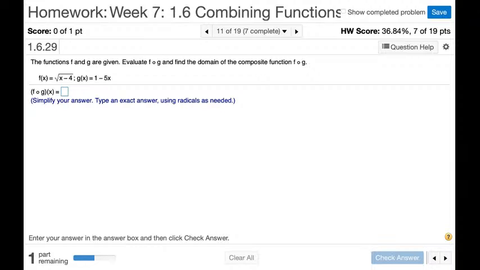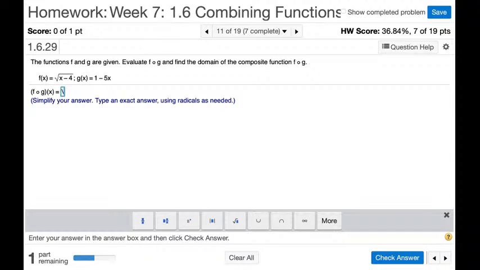F of g, so g is inside of f. So f is the outside function. That's going to be the square root x minus 4. But then the x in this case is going to be 1 minus 5x. Okay. If we combine like terms, 1 minus 4 is a -3. So it's going to be a -3. We've already captured the 4, and we don't need our parentheses anymore. And this is it there.